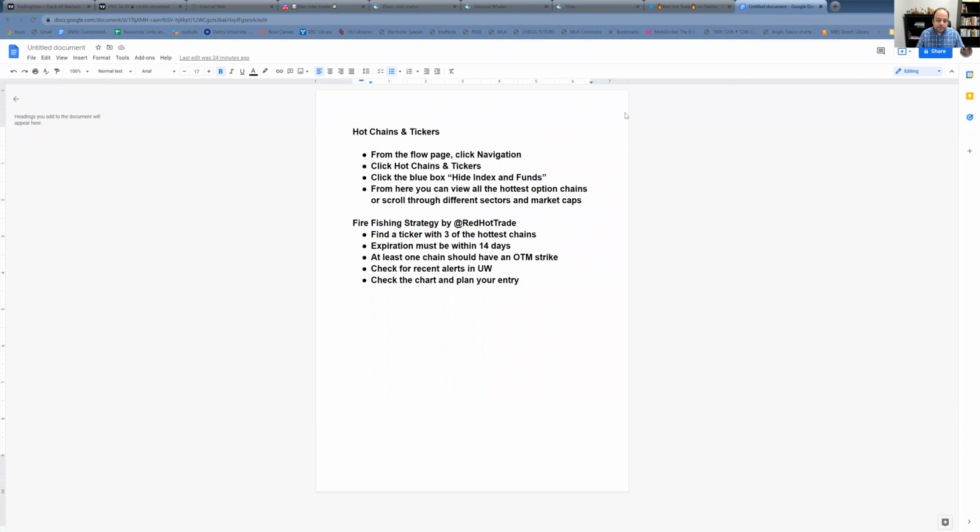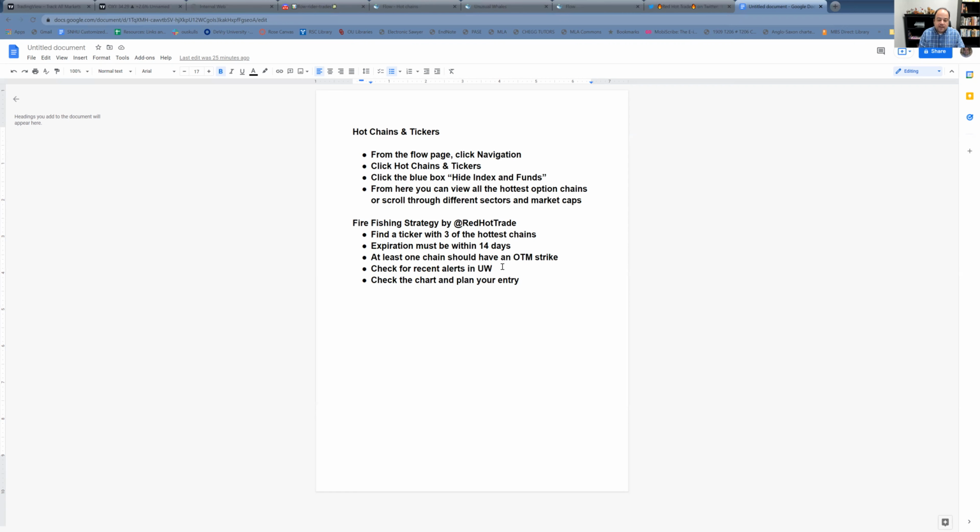So just to recap, hot chains and tickers. From the flow page, click navigation, hot chains and tickers, hide index and funds. And from there, you have the hottest option chains overall. You can scroll through different sectors and market caps. The fire fishing method by Red Hot Trades: you find a ticker with the 3 hottest chains. Expiration should be within 14 days. At least one of those should have an out of the money strike, meaning the strike price is higher than the underlying price. Check for recent alerts in unusual whales.